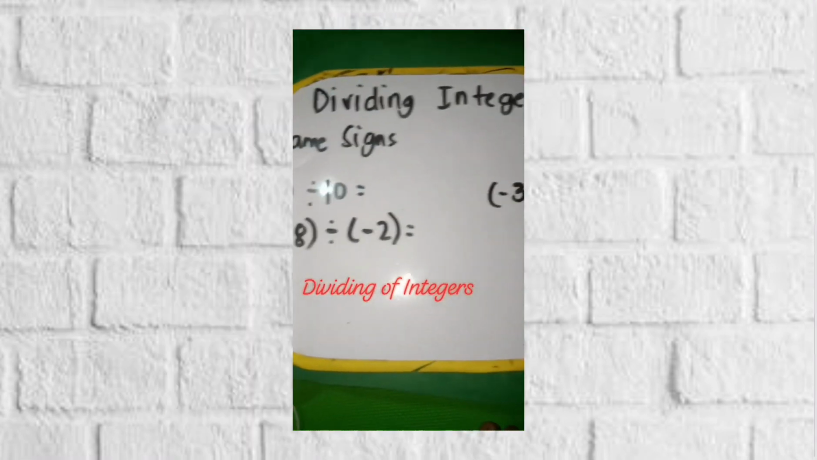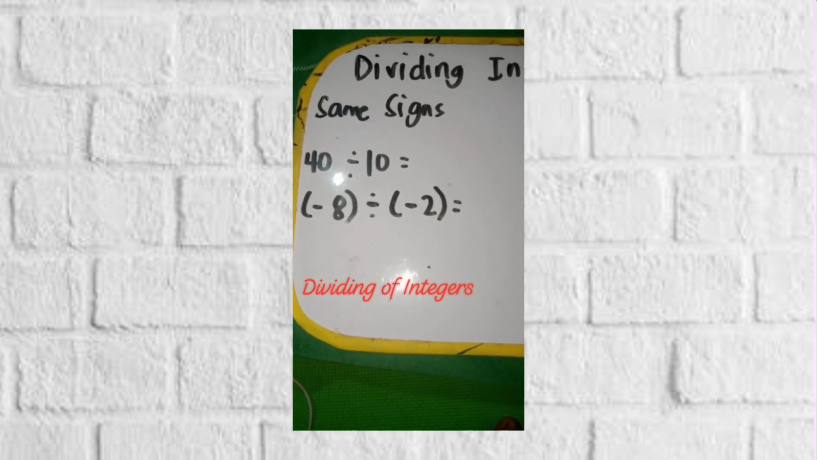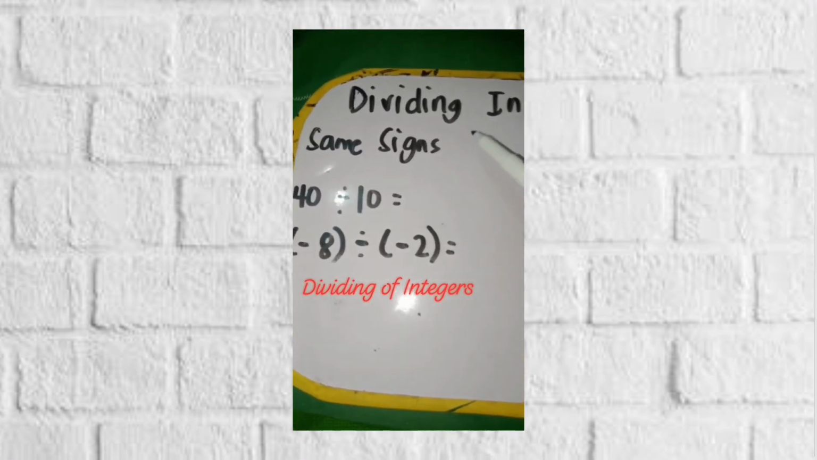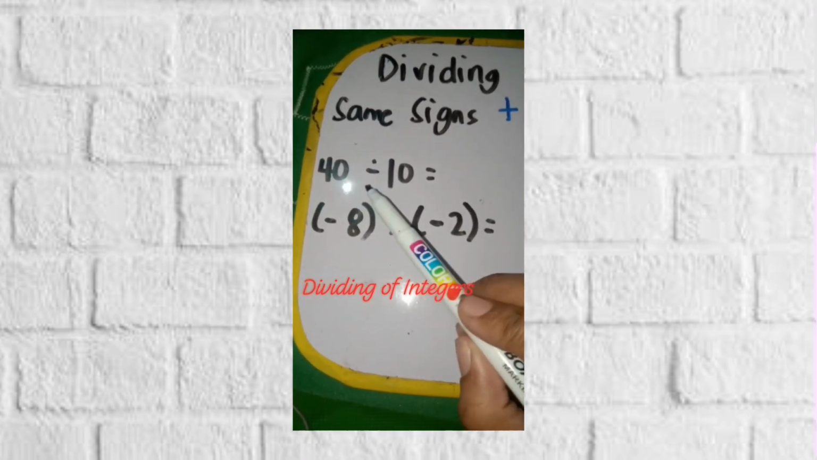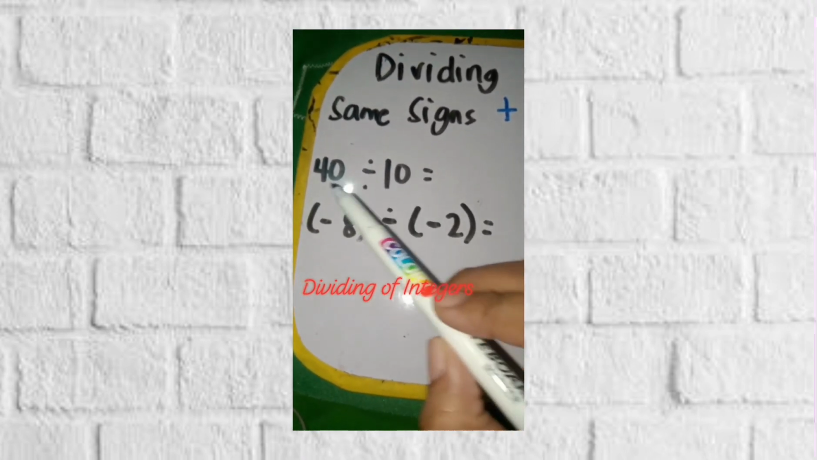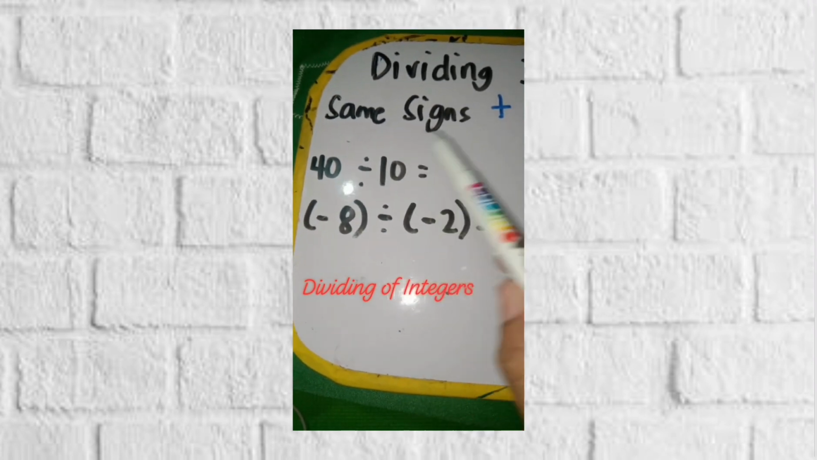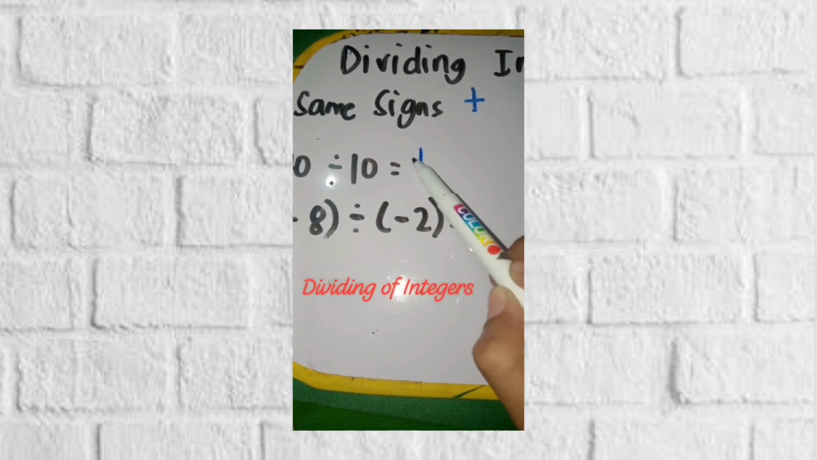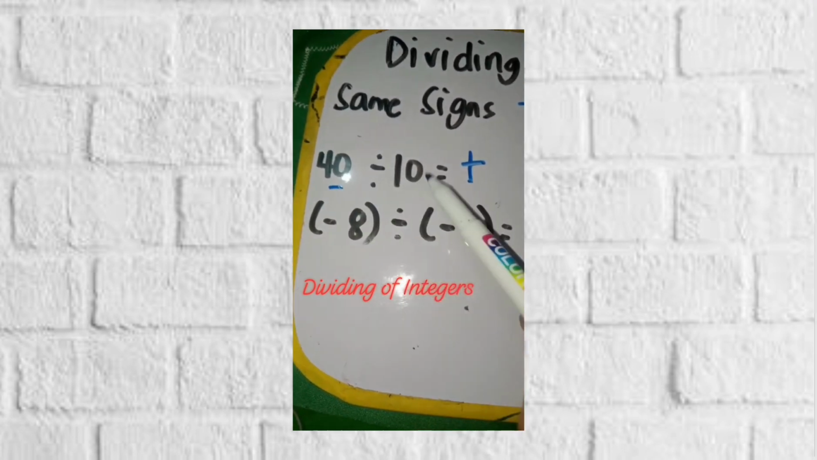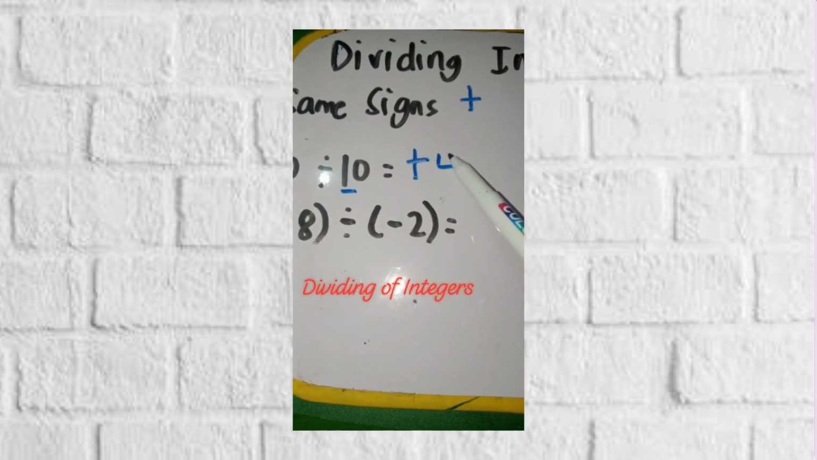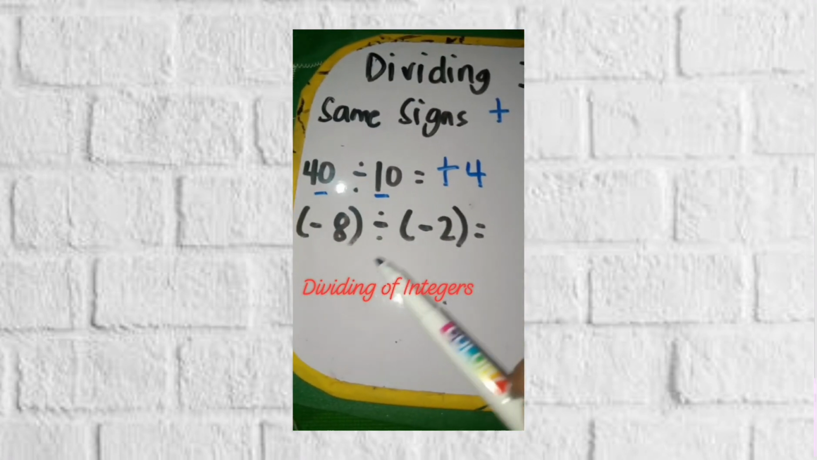Dividing integers. When dividing integers with the same signs, affix the positive sign. For example, 40 divided by 10. So, they both have positive signs, so affix the positive sign and then find their absolute values. 40 divided by 10 is 4. So, the answer is positive 4.